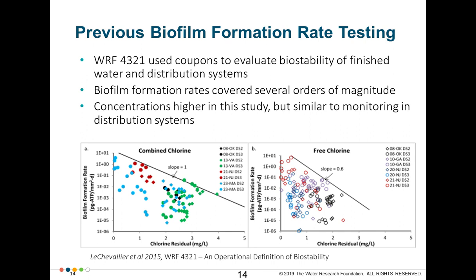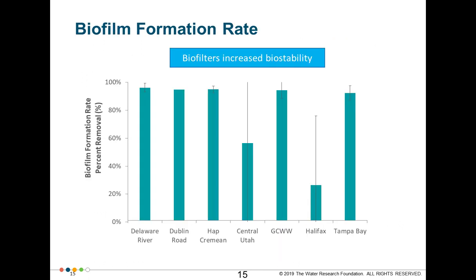So while the filter effluent measurements that we did for our current project was before disinfection, this gives us a good framework for what kind of target concentrations we need to get to after disinfection to maintain biostability in distribution systems. This slide is showing the biofilm formation rate percent removal across filters, and you can see we typically had about 1 log removal of the biofilm formation rate, at 92% or higher removal.